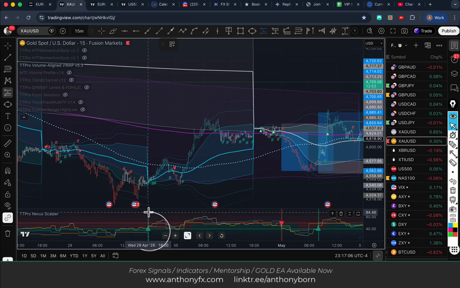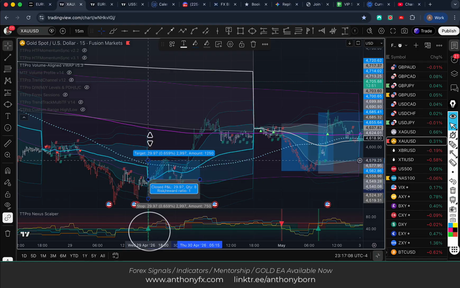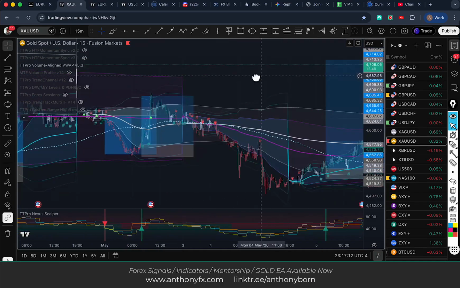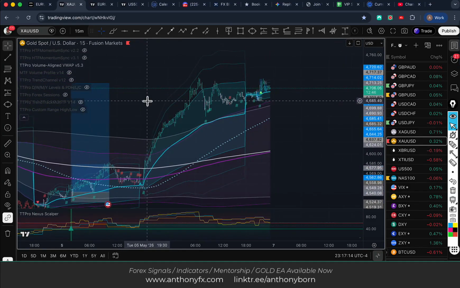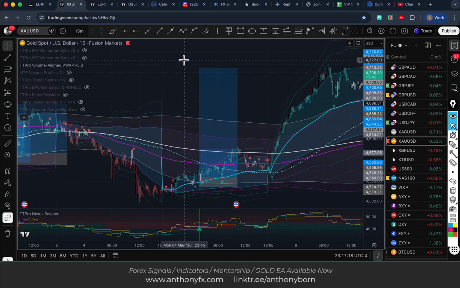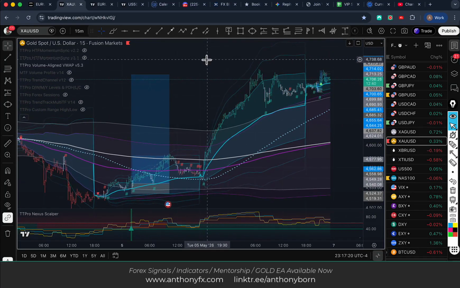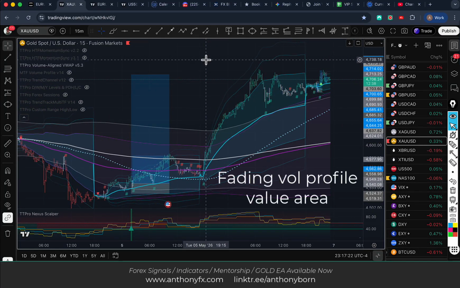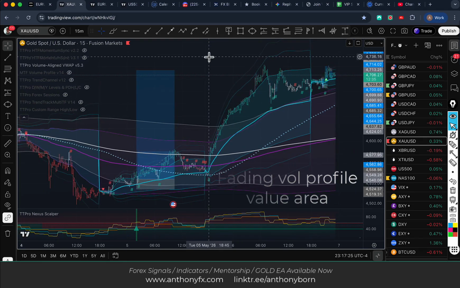Okay, there you go. Now, the other thing we can do with this is we can incorporate a more advanced strategy where, coming back to the 1 minute time frame, it's called fading the volume profile value area. Yeah, I'll keep it for another video.